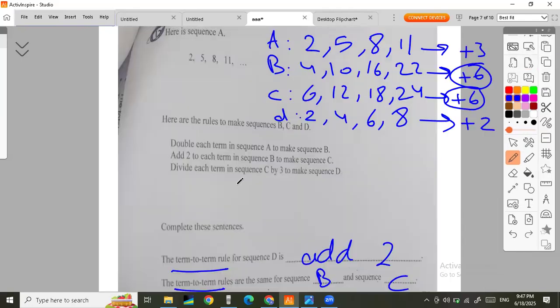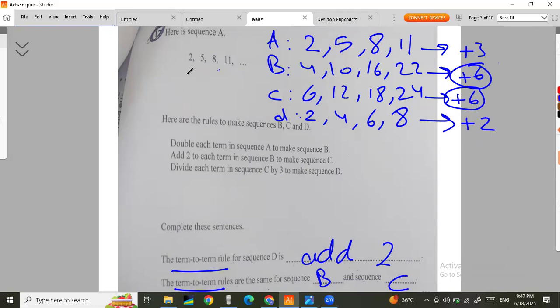The next question. All right, look at that. They're giving you a sequence named sequence A: 2, 5, 8, 11. Sequence B, they're saying to you, double each term in sequence A to make sequence B. Each term in sequence A, double it, and it will give you sequence B. So double the 2, 4. Double the 5, 10. Double the 8, 16. Double the 11, 22. So that's sequence B.